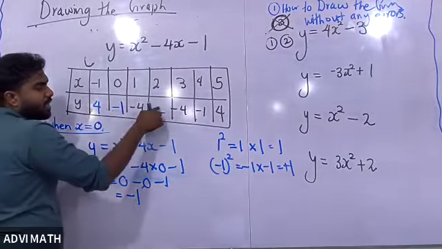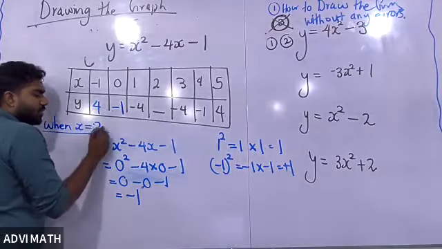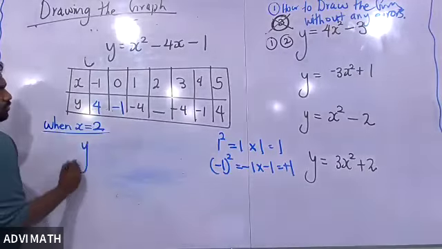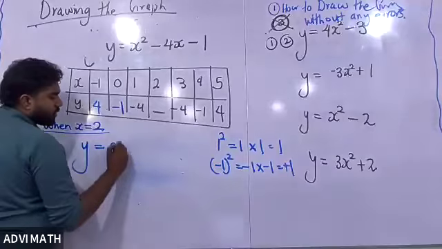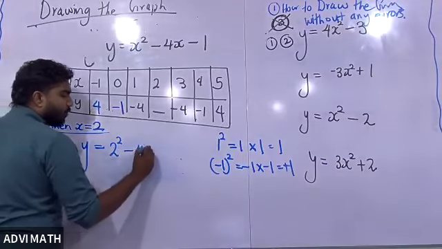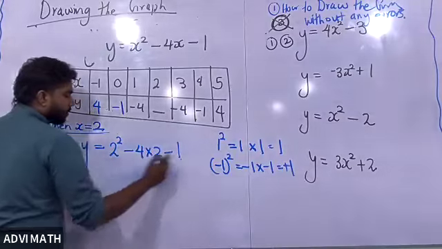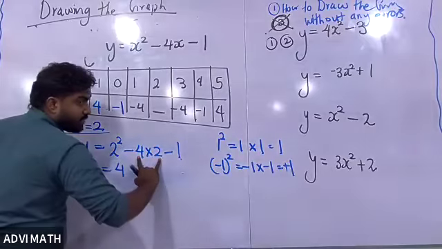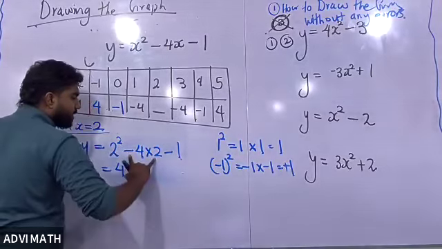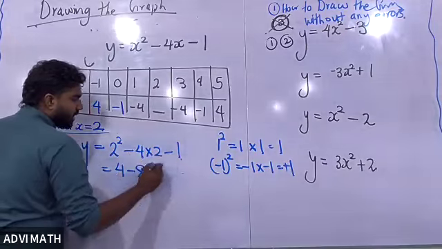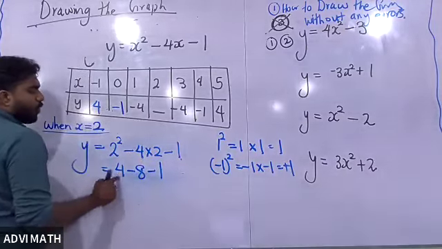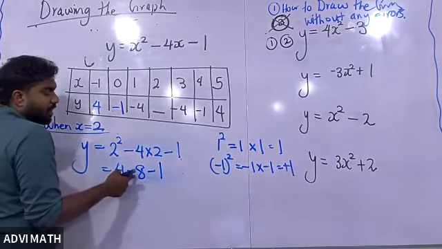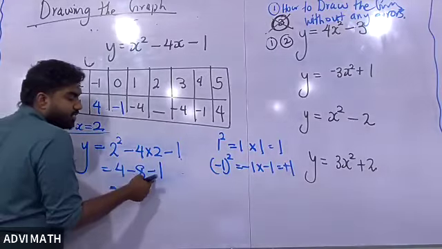Yes. Then here we need to find when x is equal to what? 2. When x is equal to 2, y is equal to 2 squared minus 4 into 2 minus 1. 2 squared is what? 4. 4 into 2 is what? 8. Minus into plus is minus. Here I have minus 1. 4 minus 8, what is the answer? 4 minus 8 is minus 4, minus 4 minus 1.